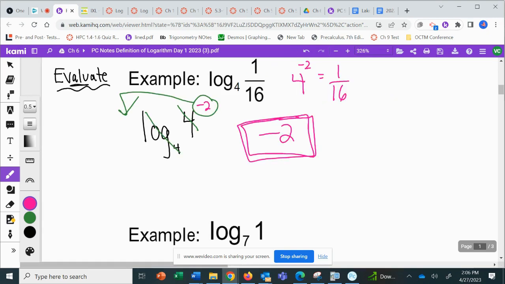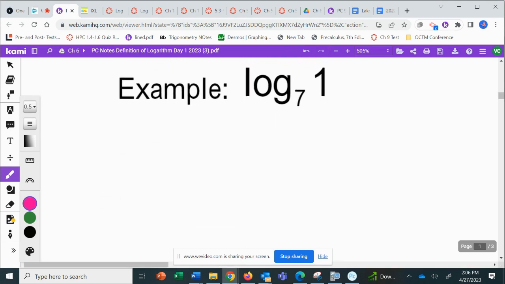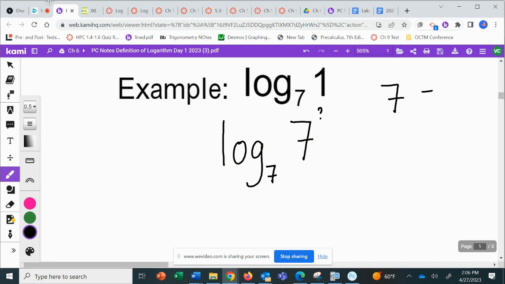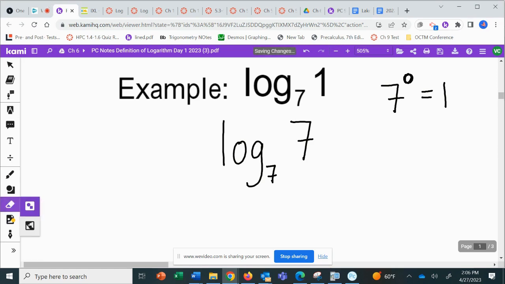So this next one is also evaluate. So I've got log base 7. And I would like this to say 7 to some exponent so that the 7 and the log base 7 can cancel. And we talked about this at the beginning of class. 7 to what exponent is 1? 0. Anything to the 0 power is 1. So that is the exponent.